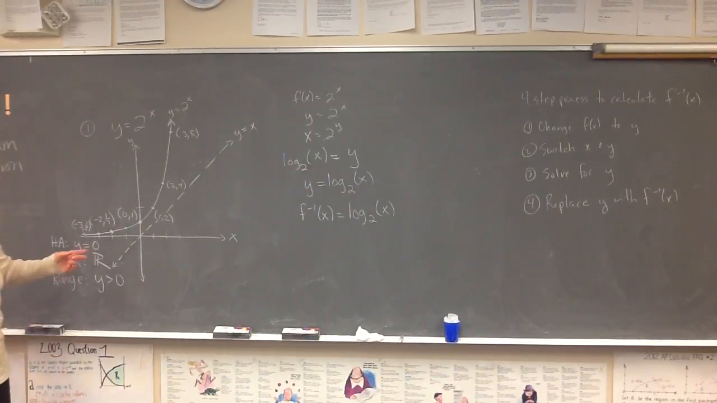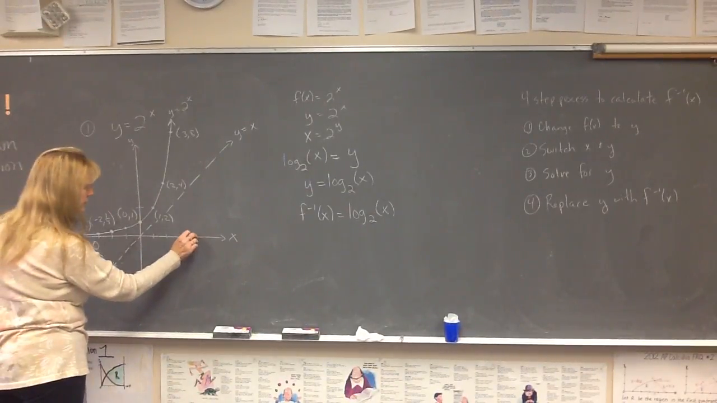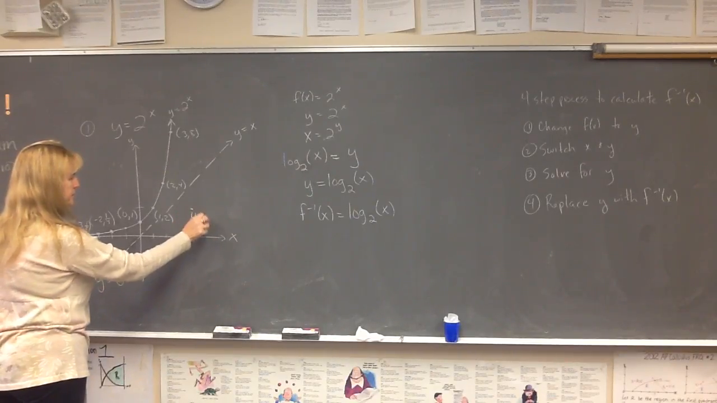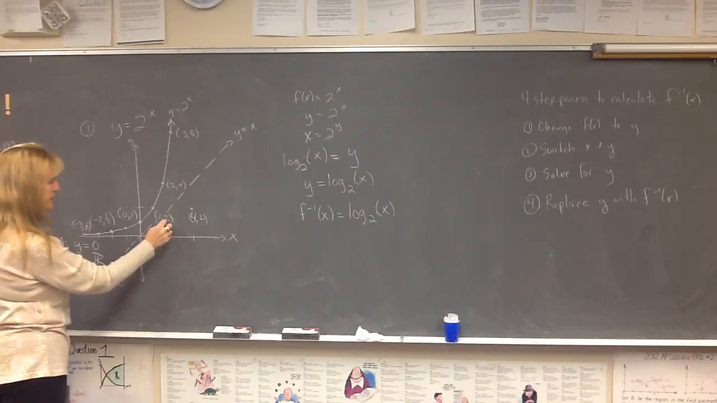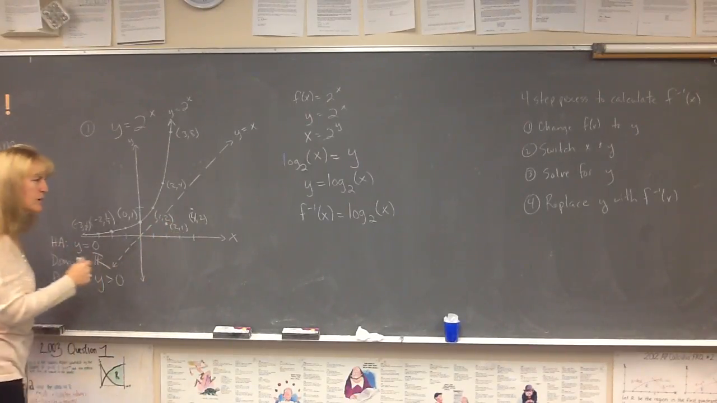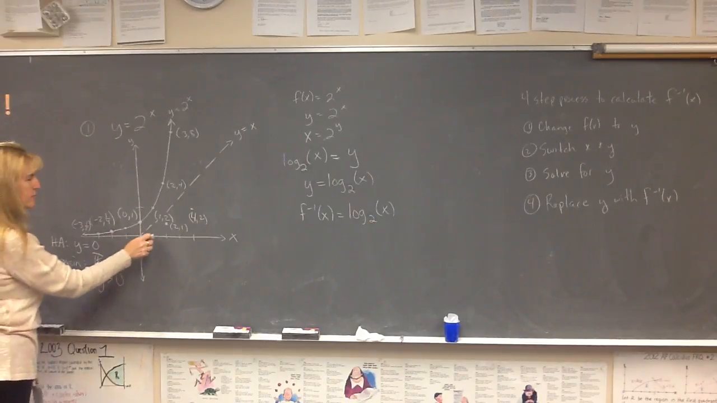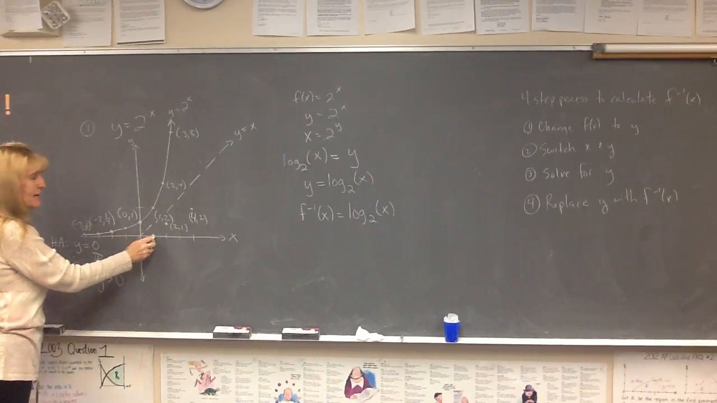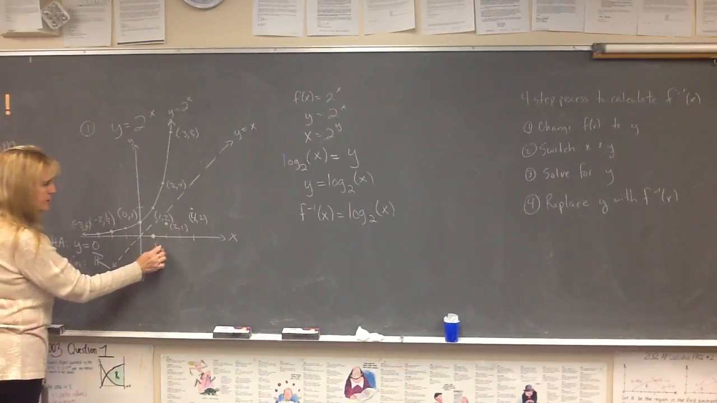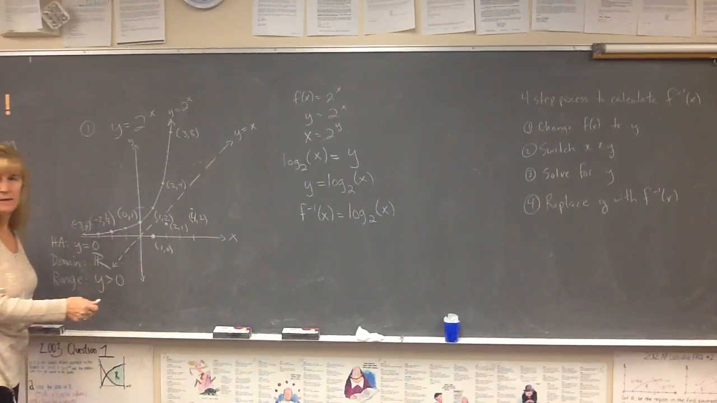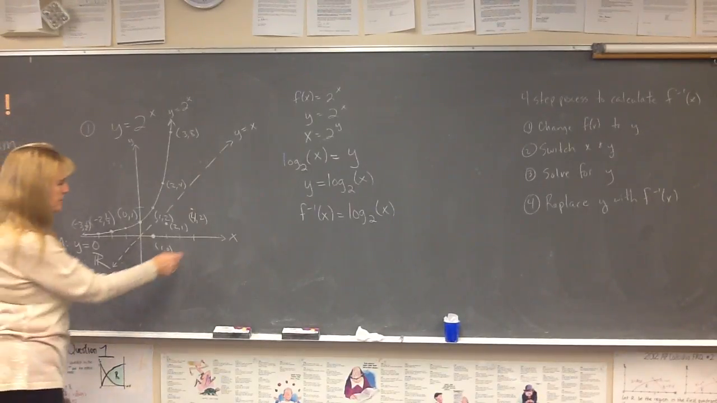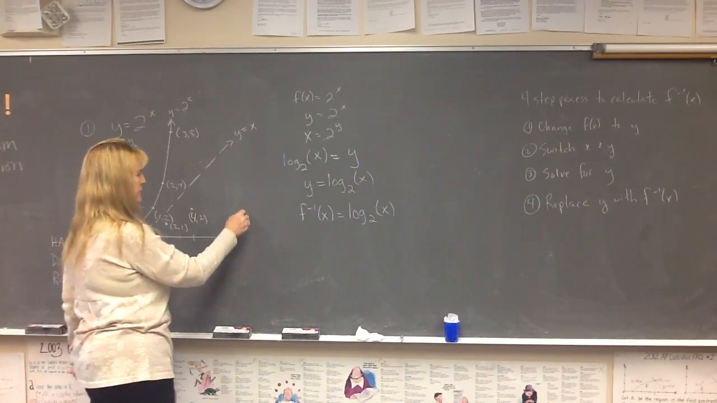Here's 4, 2. 2, 1. So 2, 1. 1, 0. I like this point right here. If I like that point, don't you think I'm going to like this one? Okay, 1, 0. Here's 8, 3.